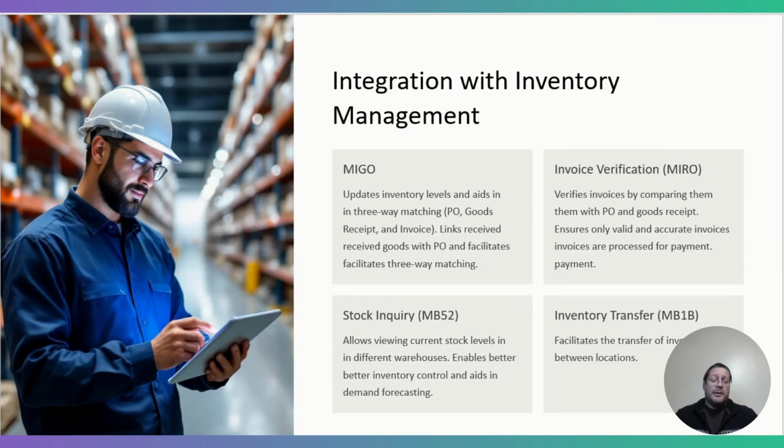Integration of inventory management. That is the integration we have in inventory. This is what I'm talking about now. It's MIGO that updates inventory levels and facilitates reconciliation between the purchase order, what we receive through the MIGO transaction, and the invoice. Another integration we have is MIRO. What does MIRO do? MIRO verifies invoices by comparing them with the purchase order and the goods receipt.